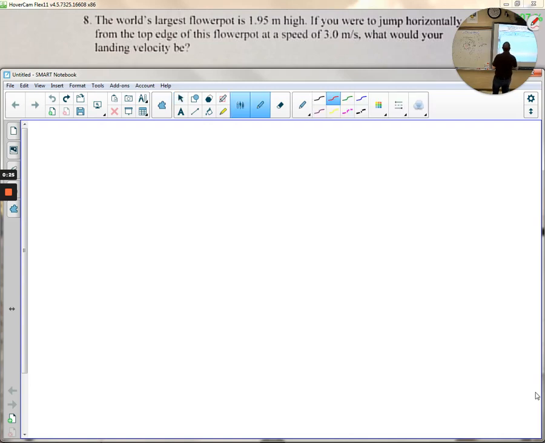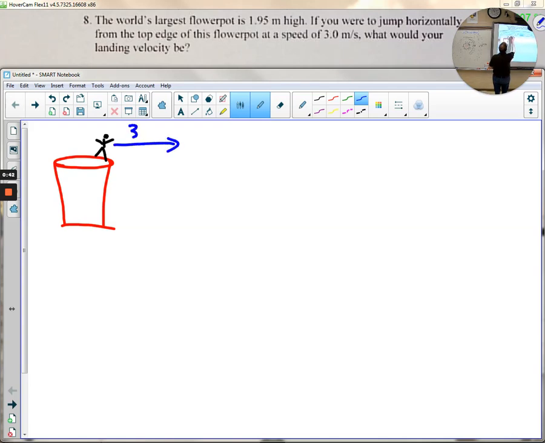I'm going to start by drawing myself a little picture. So here's the flower pot. Here's me, ready to jump off the flower pot, and my starting speed is going to be 3 meters per second along my horizontal axis right there. So I know from this right here that my delta y is going to be 1.95 meters.